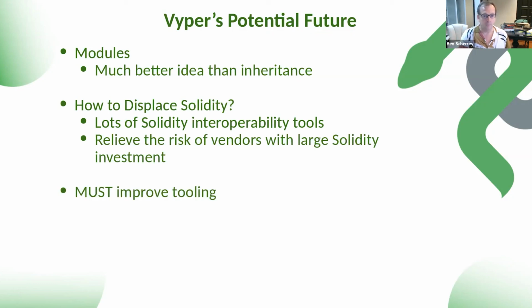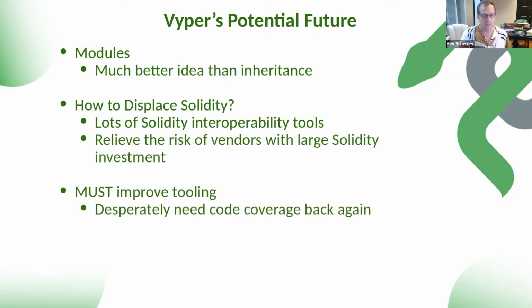Then we have to wrap up soon. Okay, we're almost done. We must improve tooling. One thing that's broken with Vyper is that, a couple of partial versions back, code coverage broke. It's broken everywhere. It's broken on Brownie. It's broken on everything. And we really must have code coverage working again. It does not work with the latest versions of Vyper.